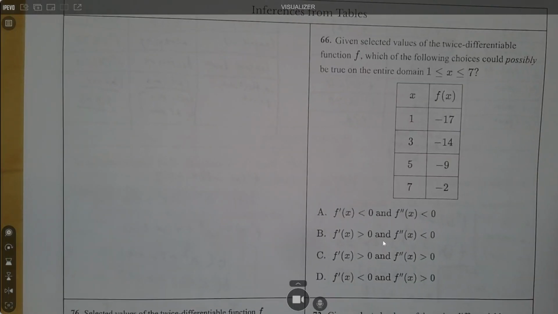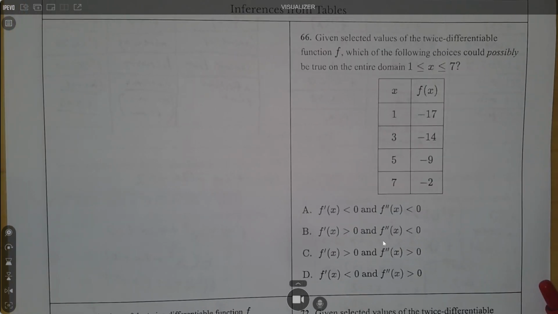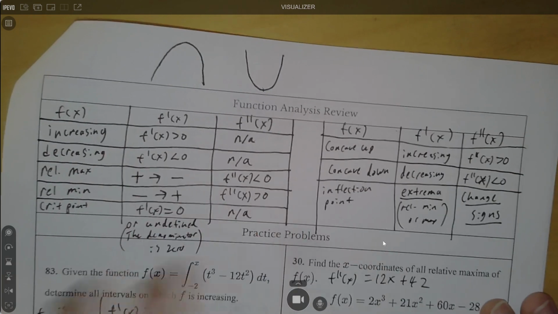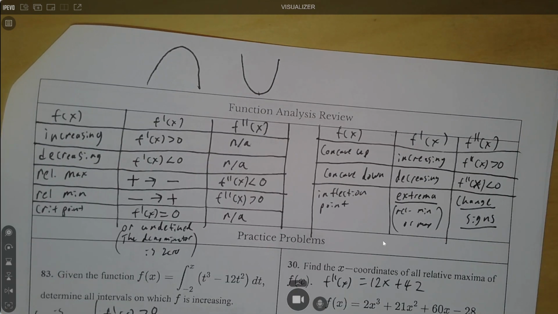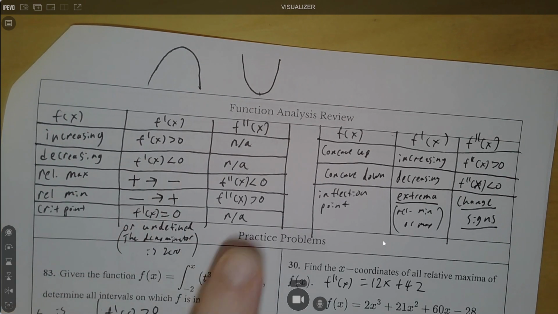Okay, we are on X.2, inferences from tables. I don't really have a lot of notes for this one. Honestly, I think the notes for this are the exact same as X.1, which went over the function analysis questions about what does it mean when the derivative is positive? What does it mean when the second derivative is negative, and so on. That is really what is being tested here.